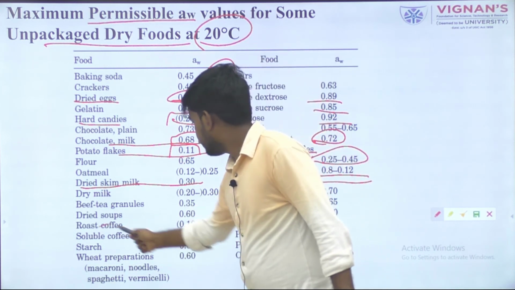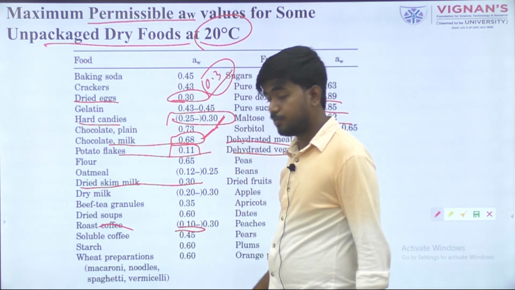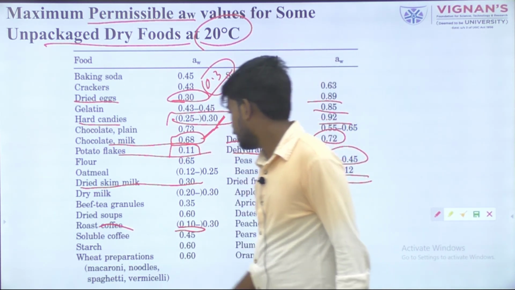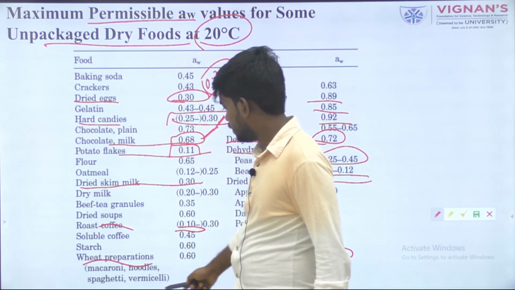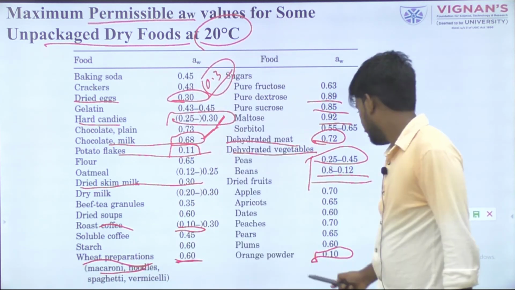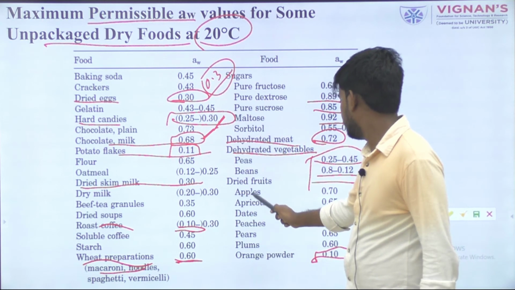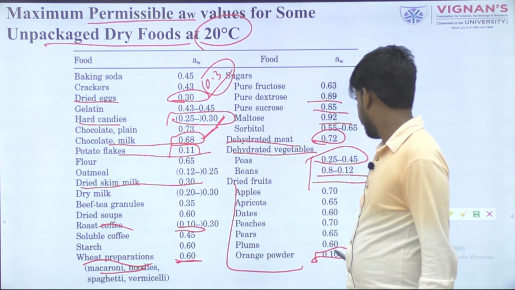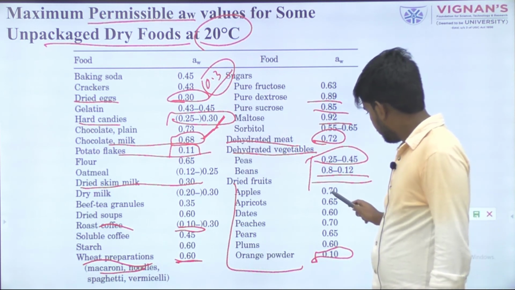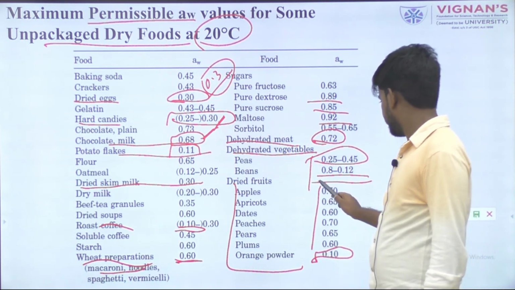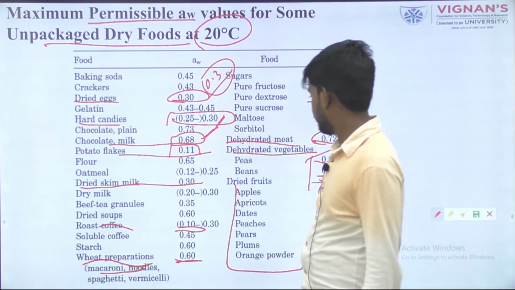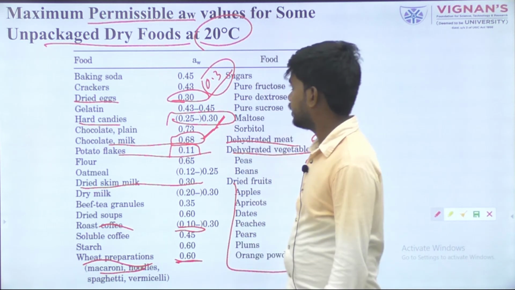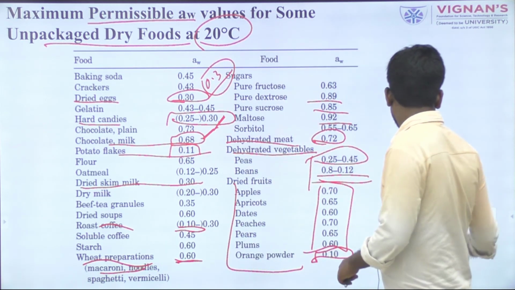For roasted coffee this value starts from 0.1, and then wheat noodles, and in the case of dried food, except for this orange powder, 0.6 to 0.7 is the acceptable water activity value for the entire food product.